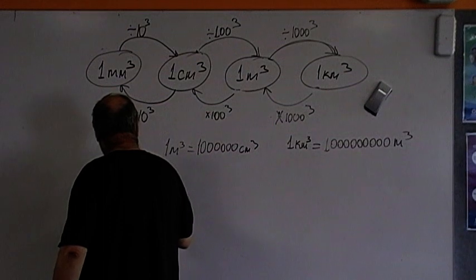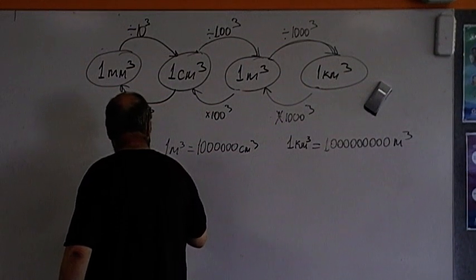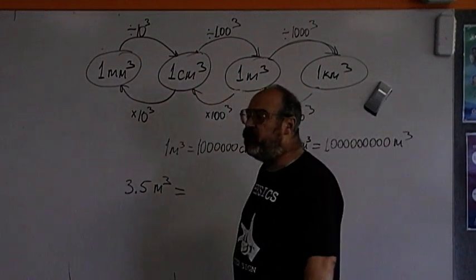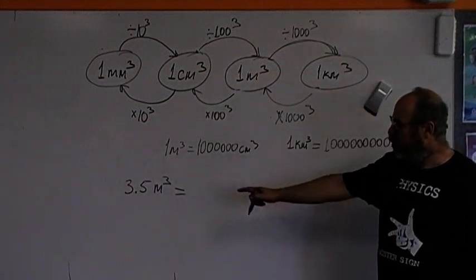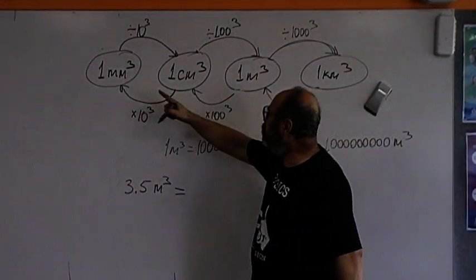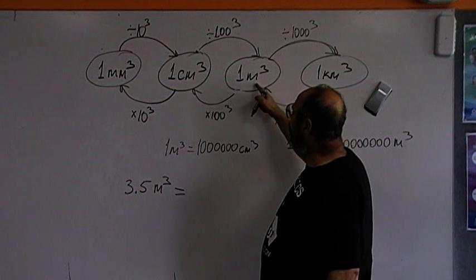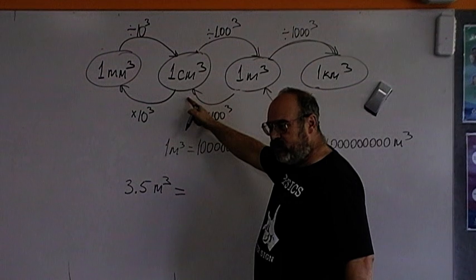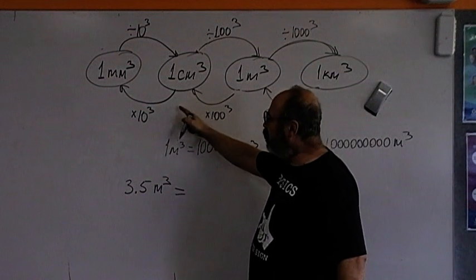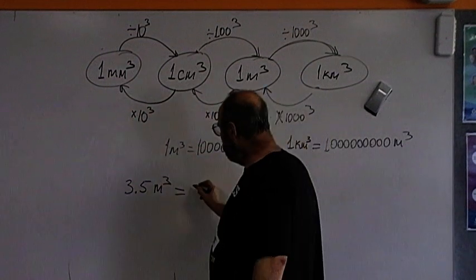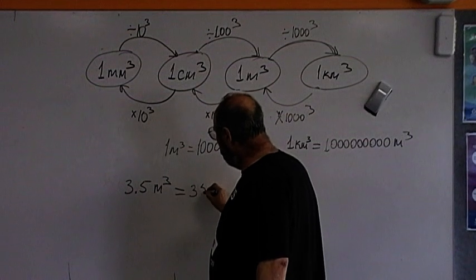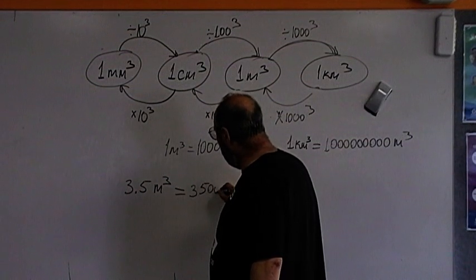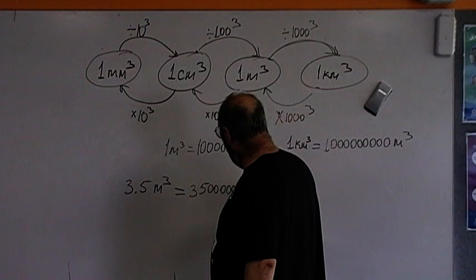So, for example, if we have 3.5 cubic meters, how many cubic millimeters will it be? We multiply it by 1 million, and again by 1,000. So it will be 3 billion 500 million cubic millimeters.